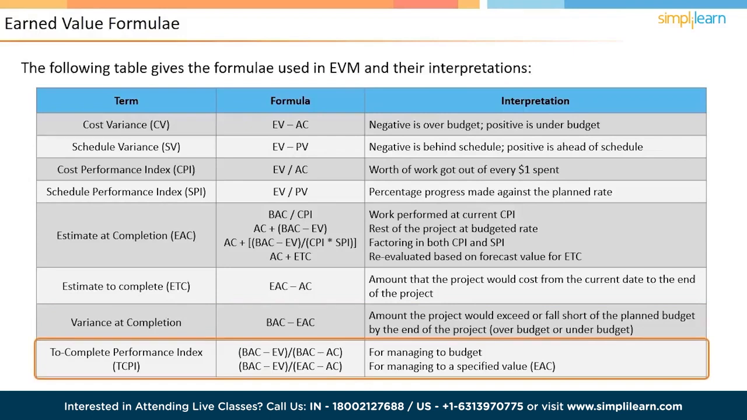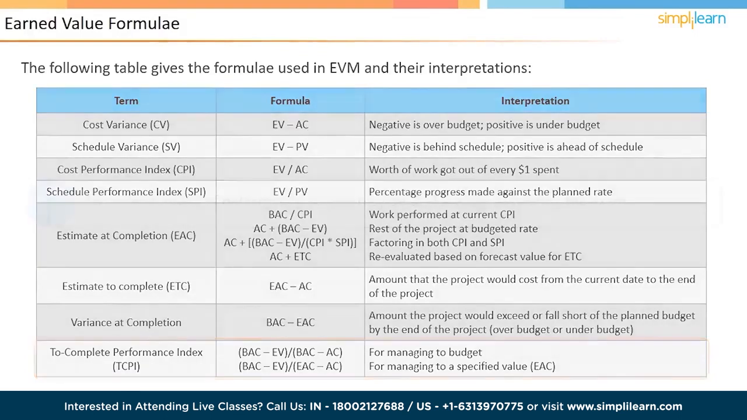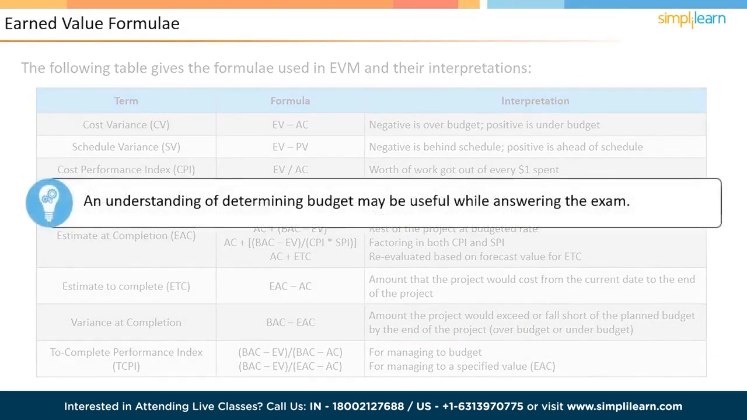Similarly, if it has to be managed within a revised target, say EAC, then TCPI is calculated as BAC minus EV by EAC minus AC. Before the start of the PMP exam, please make a note of the formulas of earned value technique. In the next screen, let us look into a business scenario to understand this concept better. After reading the problem statement, click the Solution button to look at a possible answer.